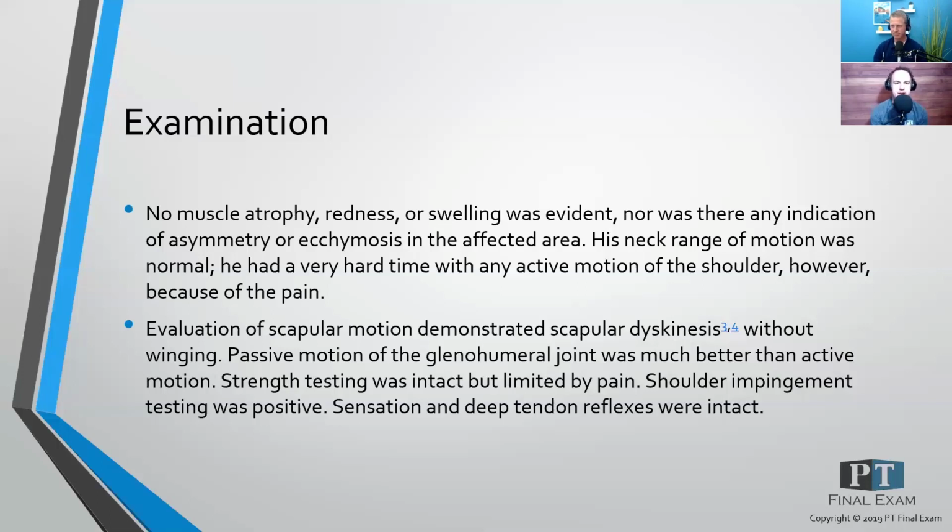So from that examination, this is what we found. There is no muscle atrophy, redness, or swelling evident, nor was there any indication of asymmetry or ecchymosis in the affected area. His neck range of motion was normal. He had a very hard time with any active motion of the shoulder. However, this was because of the pain. You evaluated your scapular motion as well and demonstrated good scapular motion without winging. Passive motion of the glenohumeral joint was much better than active motion. So passive was better than active. Strength testing was intact but very limited by pain. Shoulder impingement test was positive. Sensation and deep tendon reflexes were also intact.